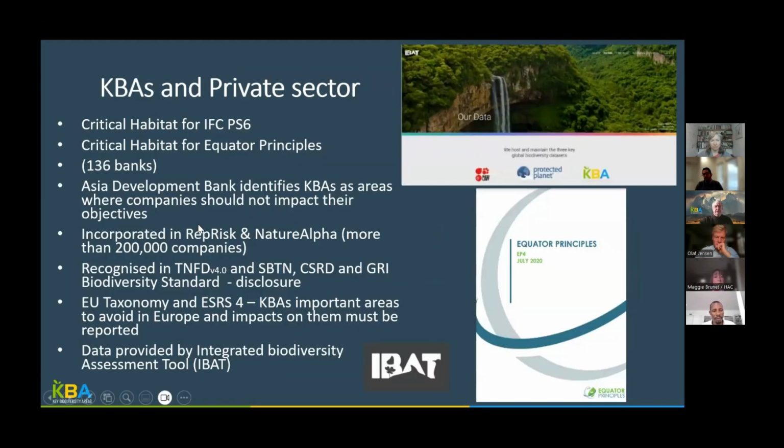As I mentioned, for the private sector, there's a list here of different places where KBAs are being used. In the European Union, KBAs are recognized in the EU taxonomy and the environmental status and reporting standards, which means that companies now are legally mandated to report on the impacts on KBAs across Europe. All of the data is provided to business through the Integrated Biodiversity Assessment Tool, which packages it in formats and reports that are useful to companies so that they can report to Performance Standard 6 or to TNFD, SBTN, and other reporting standards.